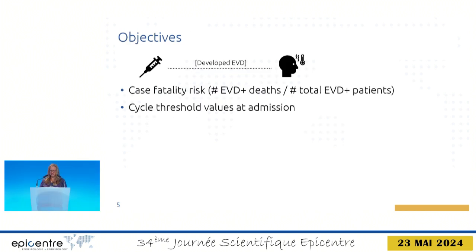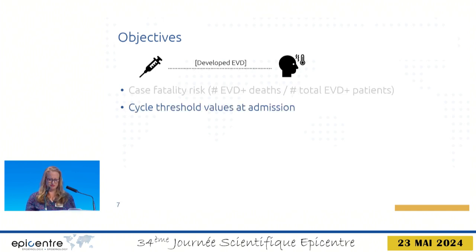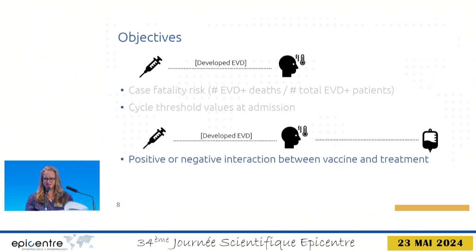For the first and second objectives of our analysis, we consider the time between vaccination or lack thereof and symptom onset according to vaccination status. And I will discuss how we define vaccination status later in the presentation. The first objective is to assess the case fatality risk, that is the number of EVD-positive deaths divided by the total number of EVD-positive patients according to vaccination status. The second objective is to assess cycle threshold values at admission according to vaccination status. And cycle threshold is an indication of disease severity.